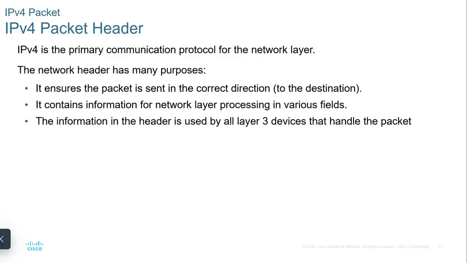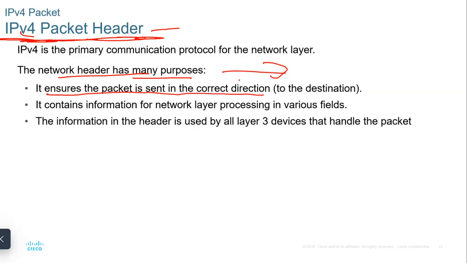So the IPv4 packet. IPv4 is our primary communication protocol for the network. In other words, this is a default. It's rare to find an IP address assigned on a device other than version 4, like on an access point and some other gadgets; the default IP version is always version 4. The network header has many purposes. One, it ensures the packet is sent in the correct direction.